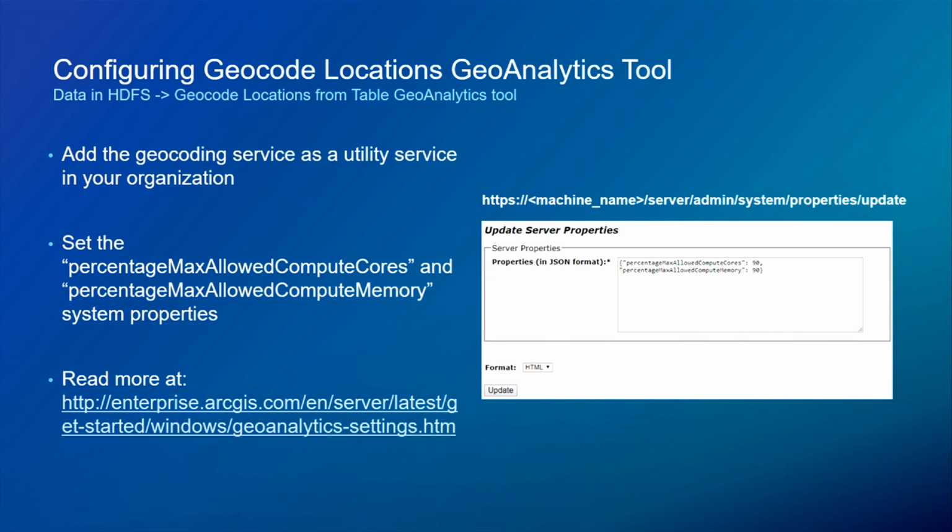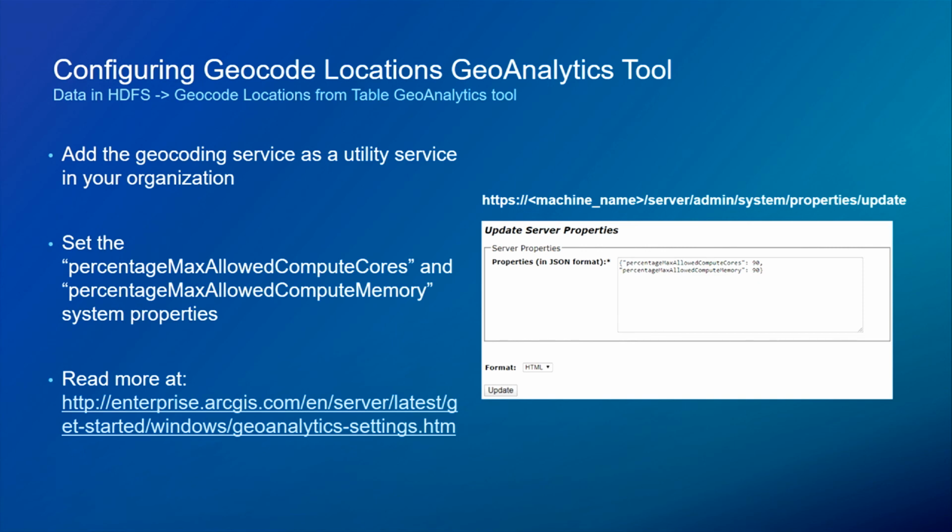So a little bit about configuration. If you do have the GeoAnalytics extension and are looking to use this tool, there's only really two parameters that you can control. They're the percentage max allowed compute cores and the percentage max allowed compute memory. Based on these two properties, your Spark deployment will get the geocoding job done using as many cores as it can.